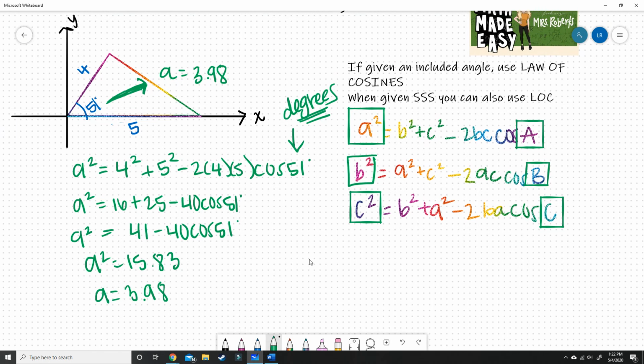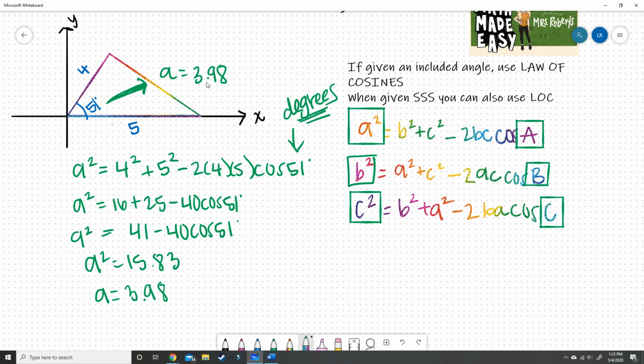Okay, we're not done solving the triangle yet. We have found this missing side, but now we need to find the missing angles. And really, we only need to find one because we know all the angles add up to, what? Add up to 180 degrees. So what we need to do is find one of these missing angles.